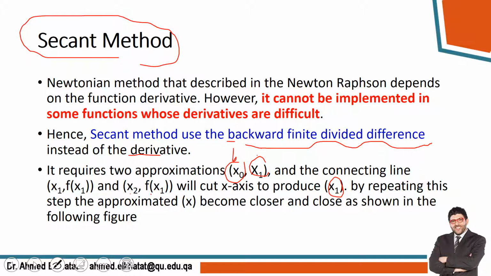So if you have this function and you have two estimates, two guesses, this one and this one, then this point where the line cuts will be the new x. By repeating this step, the approximation becomes closer and closer. Let's discuss it in a closer way.